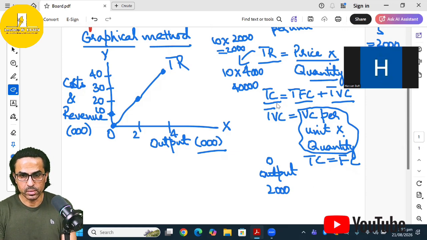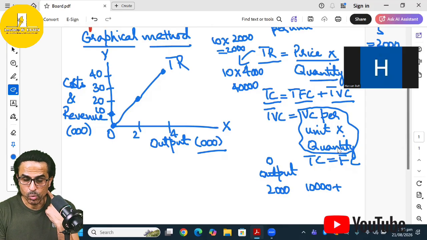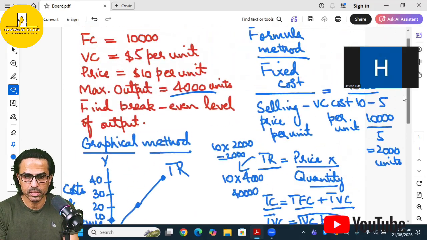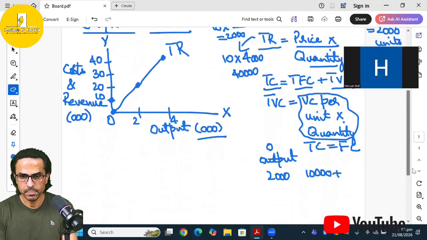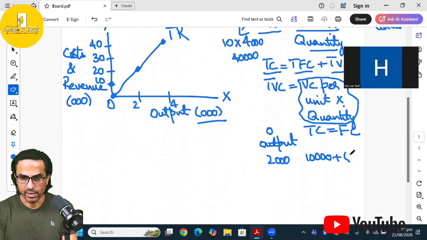Now, you can see the formula. Total fixed cost is how much? That is 10,000, right? And what is the variable cost? Total variable cost is not given, but variable cost per unit is given. What is that? Variable cost is $5 per unit. You can see that. Okay. So we'll write 5 into output. What is output? 2000, because we are calculating total cost at 2000 units.